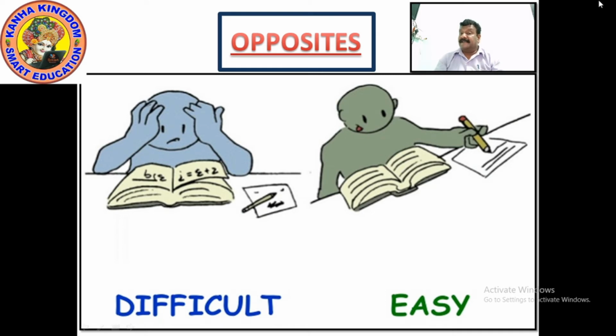Opposite words. Let's take the opposite words from here. Difficult, D-I-F-F-I-C-U-L-T, difficult. Easy, E-A-S-Y. Please write it down. Difficult, easy, easy, difficult. When somebody asks what is the opposite of easy, then it is difficult. If somebody asks what is the opposite of difficult, you need to say it is easy, right? Please write it down.